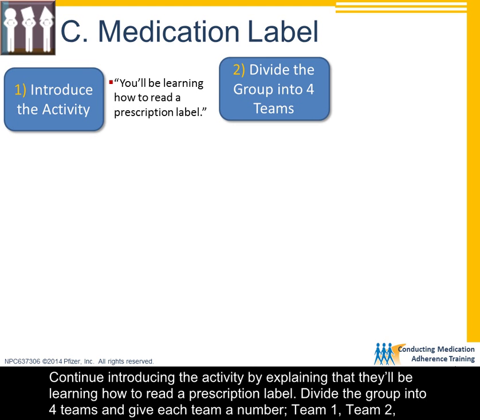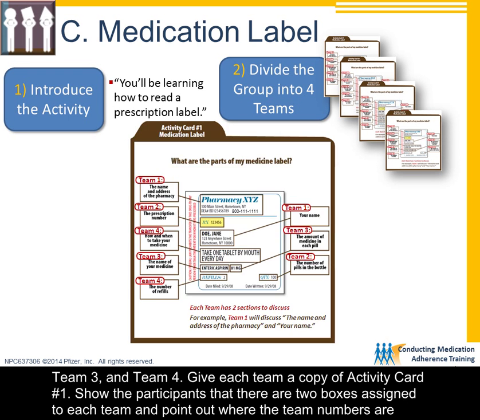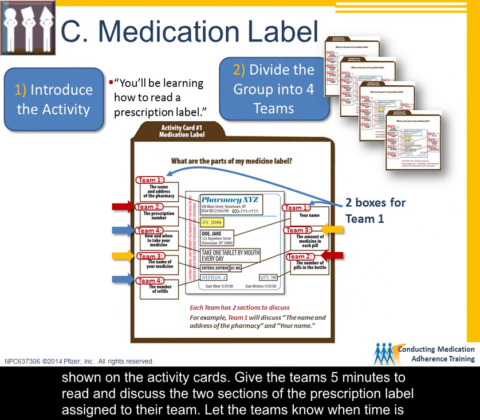Divide the group into 4 teams and give each team a number, Team 1, Team 2, Team 3, and Team 4. Give each team a copy of Activity Card 1. Show the participants that there are 2 boxes assigned to each team and point out where the team numbers are shown on the activity cards.